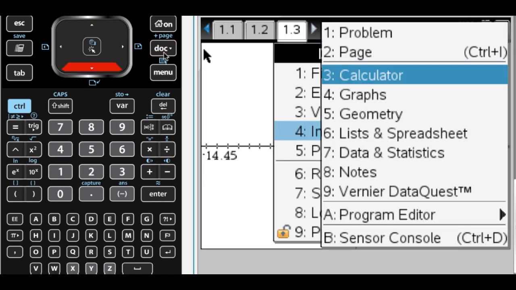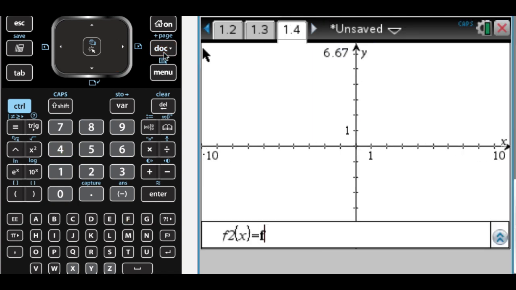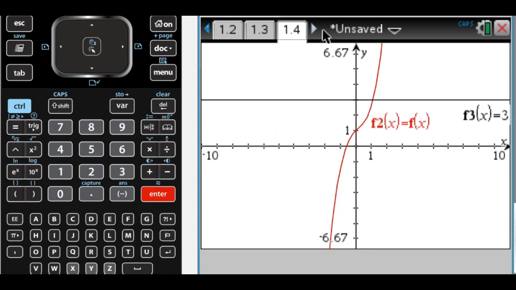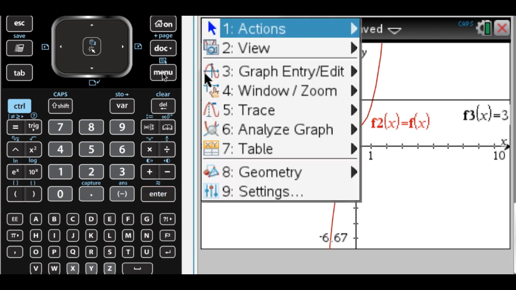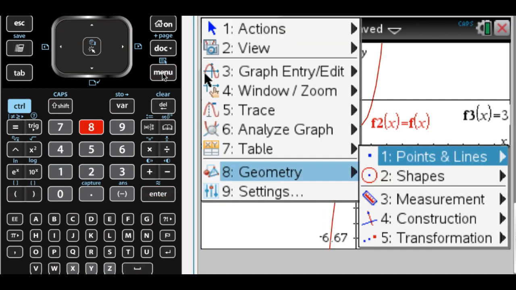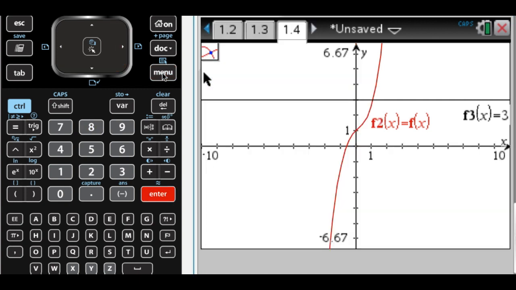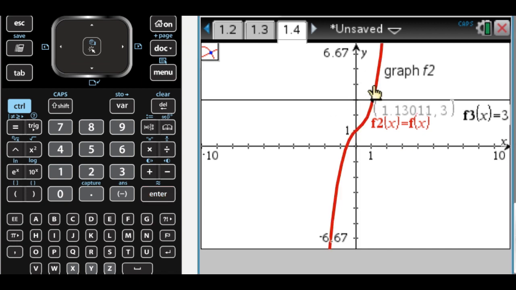So I'm going to add a graph page. I'm going to graph f of x, and I'm also going to graph 3. And then what I want to do is find the intersection of those two. So menu, I like to use the geometry intersection points, just force of habit.